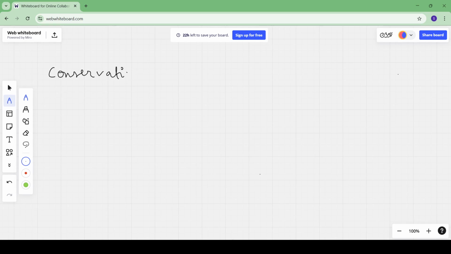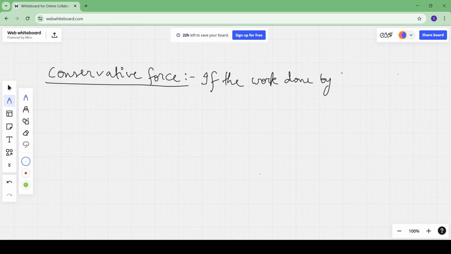So conservative force, okay, I can teach in Hindi also. I'm going to give you the basic definition first. If the work done by the force is independent of the path. Okay, so this is the basic definition of a conservative force. So I'm going to describe this first.